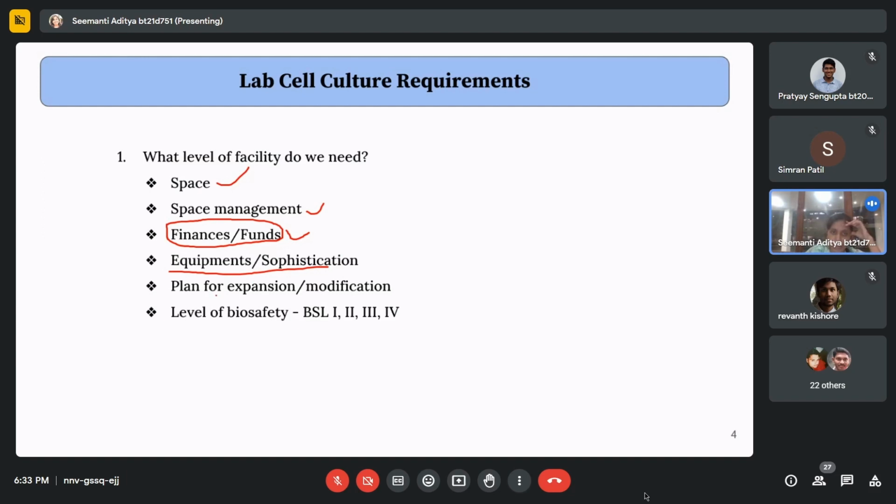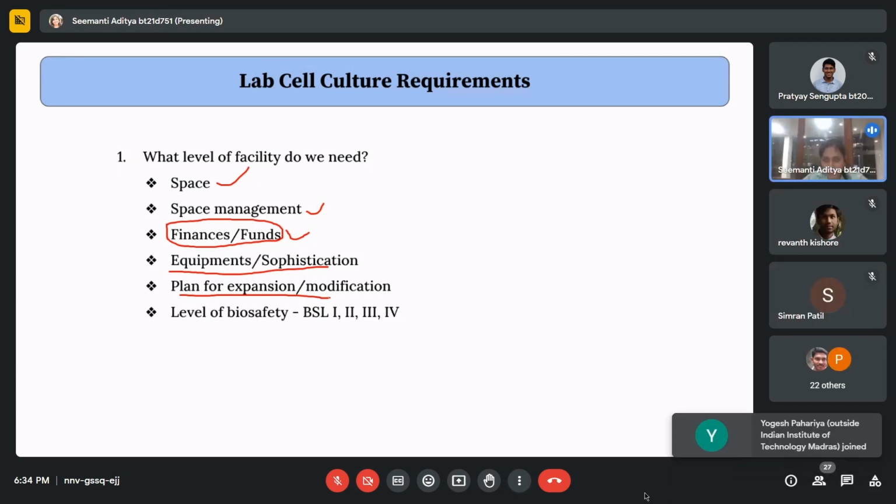Also, apart from that, plan for expansion and modification. If we are building a cell culture facility now, 10 years from now there will be much more sophisticated or advanced instruments that will make life easier. So there always needs to be some free space or buffer space that will accommodate the advancement of technology, so that we can incorporate that in the cell culture lab. It is always better to plan for the future, not just the present, because science will advance, and we always need to be prepared for what is coming next.